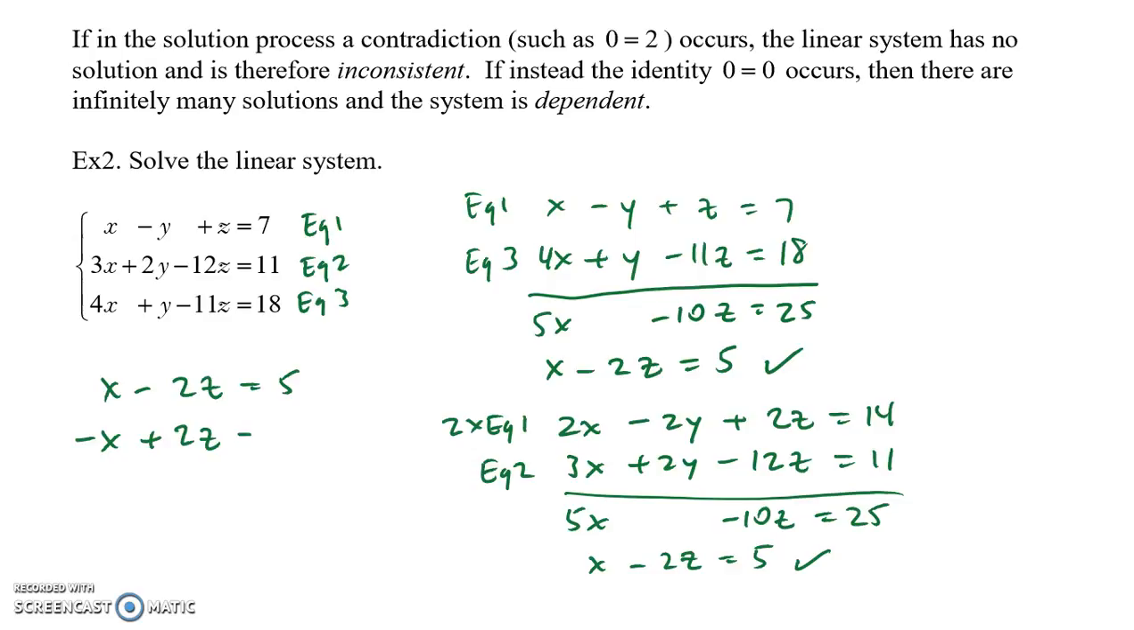and multiply by -1, thinking we'll cancel, say, the x terms. Well, of course, you're going to also cancel the z terms, aren't you? So on the left, you're going to get 0, and on the right, you're going to get 0. So we have 0 equals 0. So if the identity 0 equals 0 occurs, then there are infinitely many solutions and the system is dependent. So we're dealing with a dependent system with an infinite number of solutions. And so the question now would be, how do we represent that infinitely large solution set? Well, that's what I'm going to show you next.